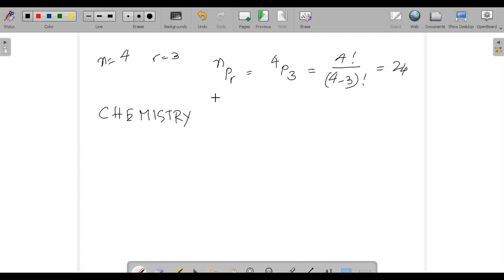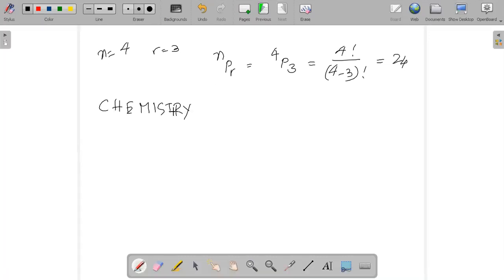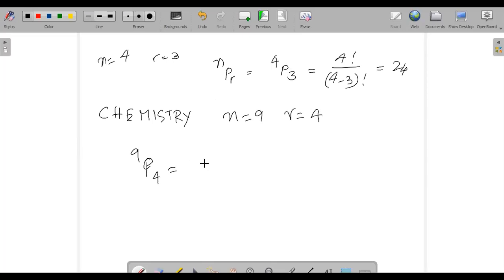And what was my question? You have to find the number of four-letter words. So N is 9 and R will be 4. So it is 9P4. Can you tell me? 9 factorial divided by (9 minus 4) factorial.